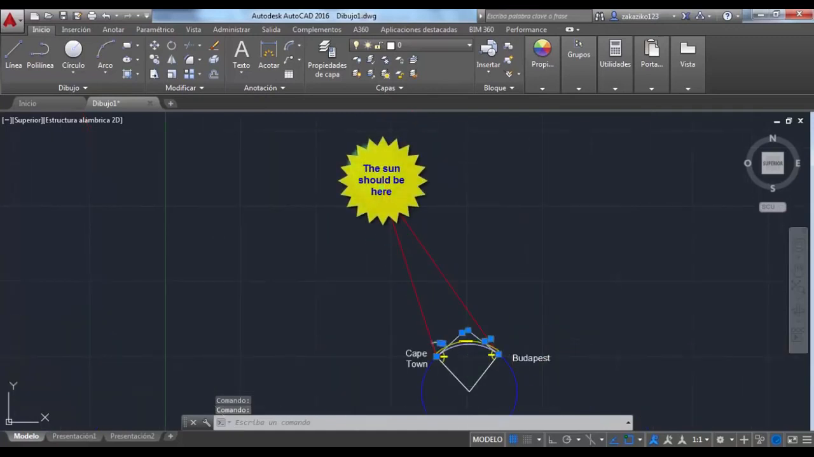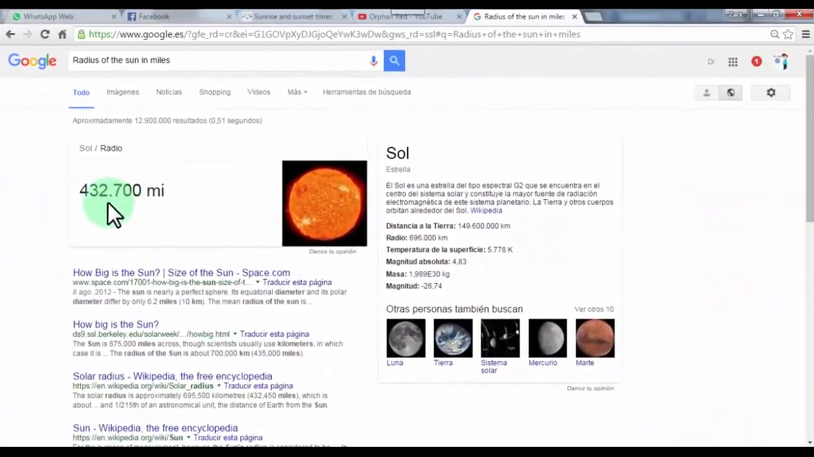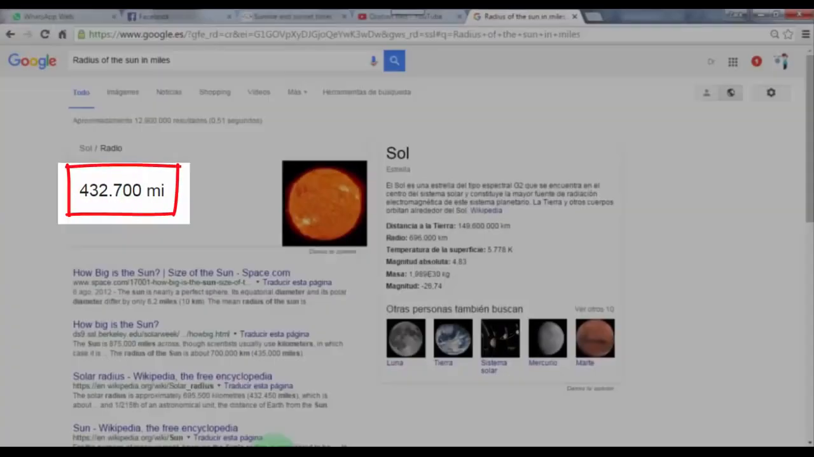Now let's see how far these lines are going to take us. It doesn't look so far. Before I measure the distance, I'd like to draw the sun too. So here is the radius of the sun.